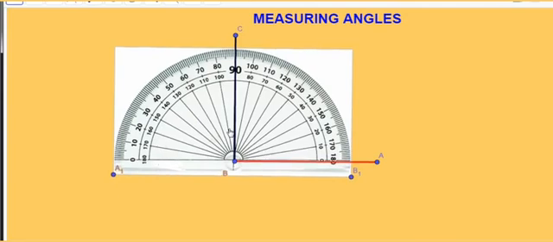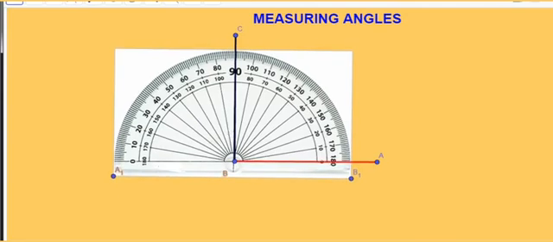Okay. Next, you can see two zeros are there. One is on the right side and one is on the left side. Always start the measurement along with the line segment BA, that is, the line here on the right hand side. So always measure from that side.